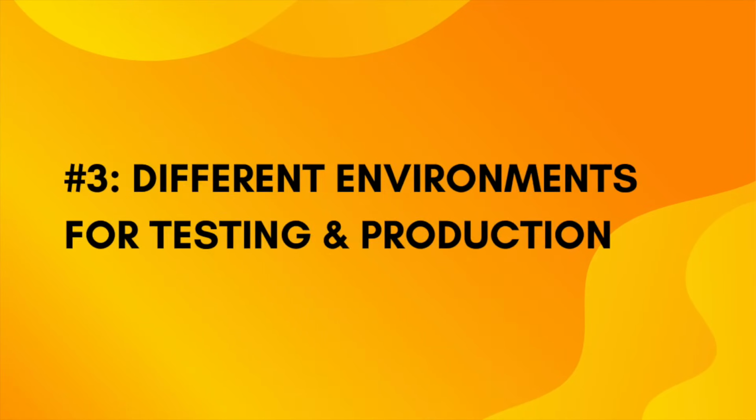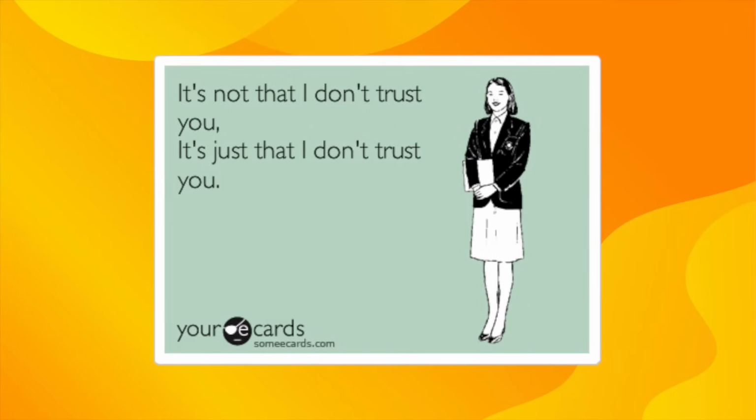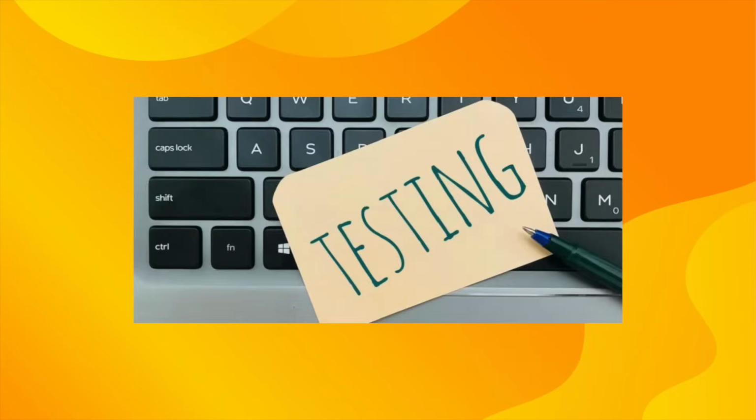Number three, we have different environments for testing and production. This may seem obvious, but back in university, they didn't trust us with any real work. In real life, software must be tested, validated, tested again, updated, and tested again.